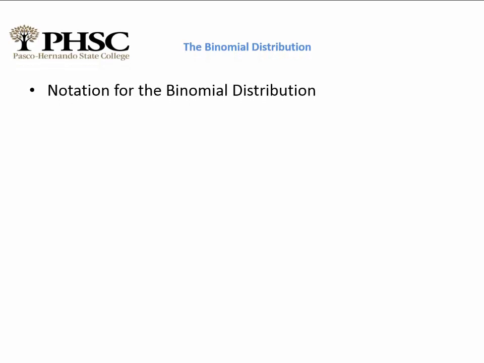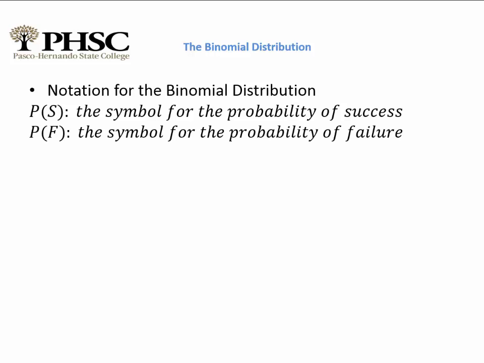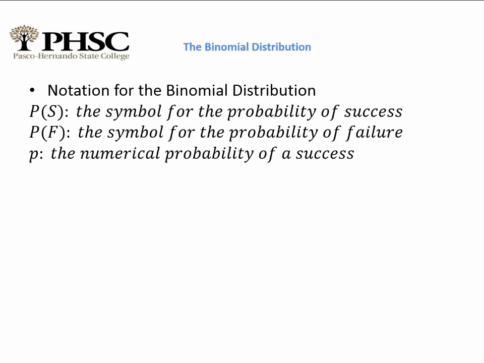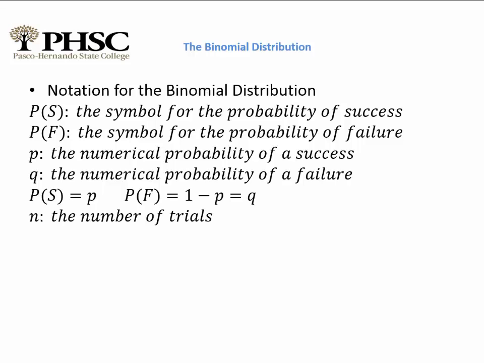The notation for the binomial distribution is the following. P(S) is the symbol for the probability of success. P(F) is the symbol for the probability of failure. p is the numerical probability of a success, and q will be the numerical probability of failure. So P(S) is equal to p, and P(F) will just be equal to 1 minus p, which is equal to q.